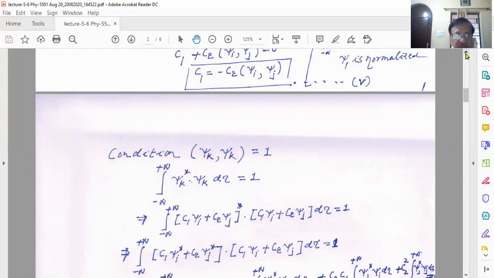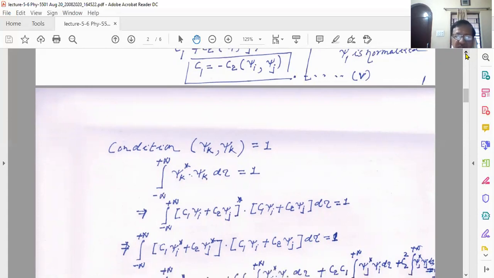You can also extend this method for three-fold degeneracy, and I think I gave you a problem in my previous class that you take three eigenfunctions of a Hermitian operator, let us say operator A, and psi i, psi j, and psi k are the three eigenfunctions having the same eigenvalue, say small a, and you find out another eigenfunction using the method of orthogonalization and find out a set of orthogonal eigenfunctions for the degenerate eigenfunctions having threefold degeneracy.